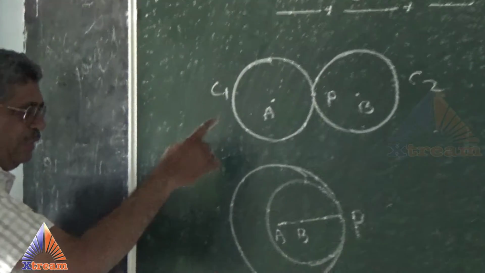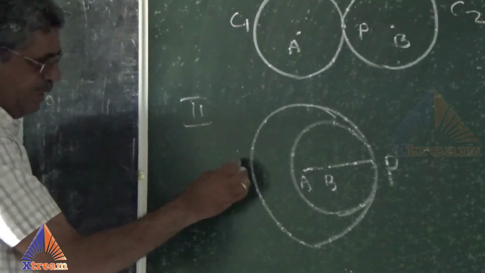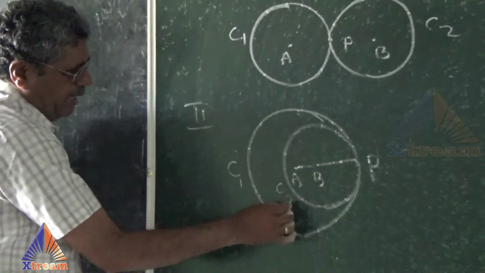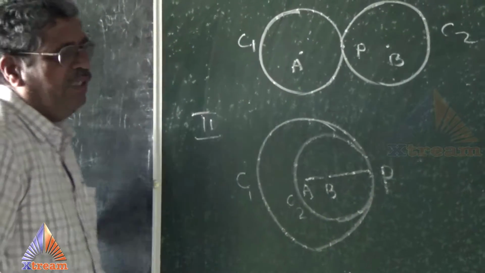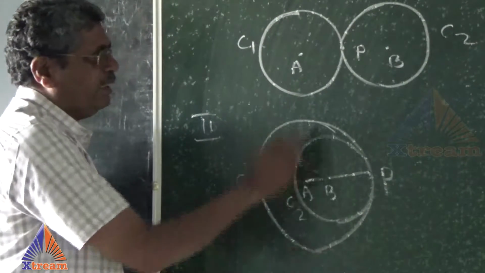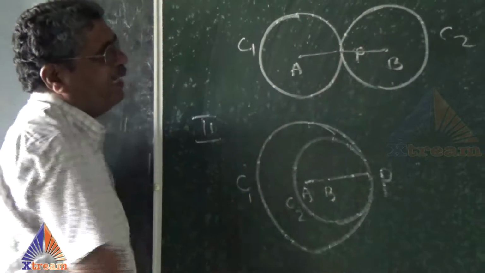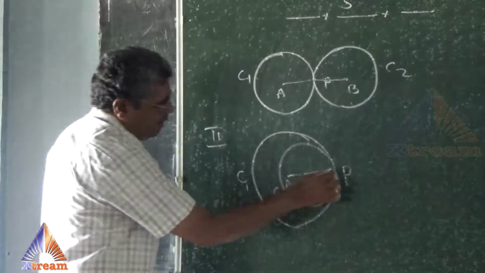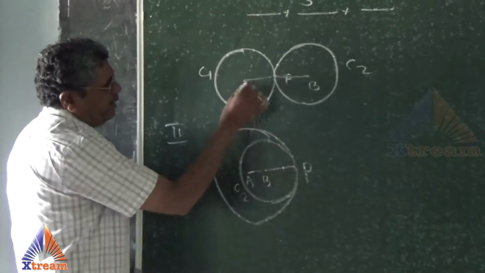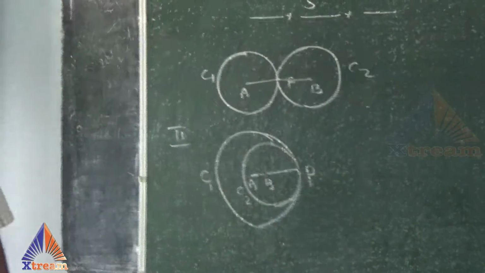So the first one is the external touching circle. This is the internal touching circle. Internal means the two circles C1 and C2 touch each other internally, inside the circle. If these two circles touch externally, they are called external touching circles. This point is called the point of contact. So this is regarding touching circles.